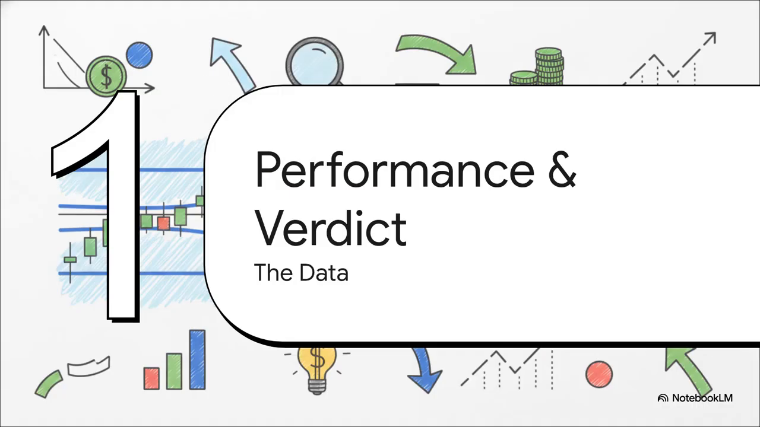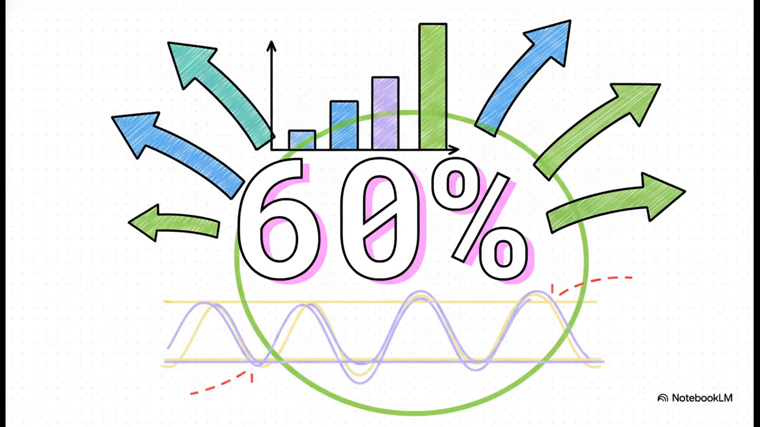Section 6. Performance, and final verdict, the data. All right, let's look at 20 years of backtested data across multiple market regimes. This setup boasts a highly impressive 60% win rate. Now, breakout strategies usually suffer from pretty low win rates because of false breakouts, right? But the Keltner Channel's adaptive bands dramatically reduce those false signals.